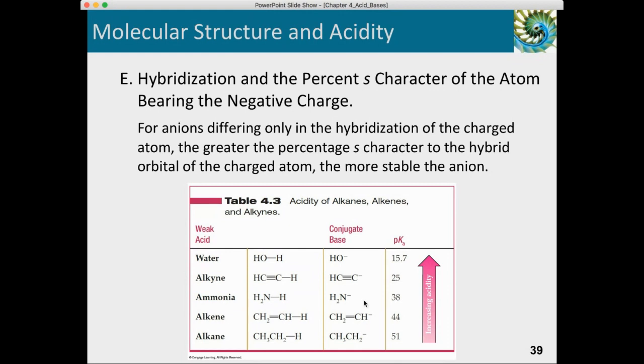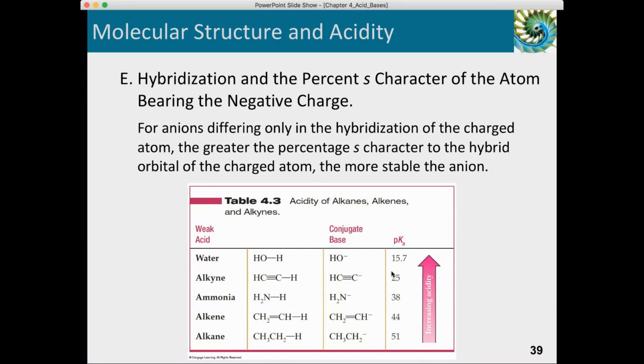Remember, the effective electronegativity is different. 50% of s character in the alkyne, 33 in the alkene, 25 in the alkane. Higher the percentage of s, the more effective electronegativity of the carbon atom. So because of the hybridization, the effective electronegativity of the sp is much higher. That makes the conjugate base more stable and the alkyne more acidic. Look at the difference in pKa: 25, 44, and 51.